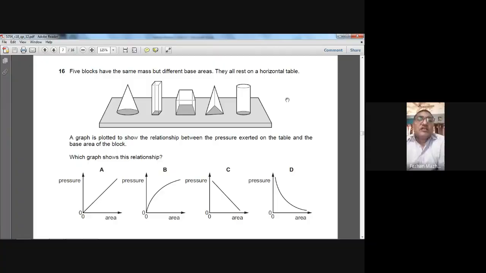Which graph? You know, the base area in contact and the pressure are inversely proportional to each other. And the best representation of two quantities which are inversely proportional to each other is this last graph. Remember this standard shape. This shape is used to represent a relationship between two quantities whose relation is an inversely proportional relation. So 16D is the option.